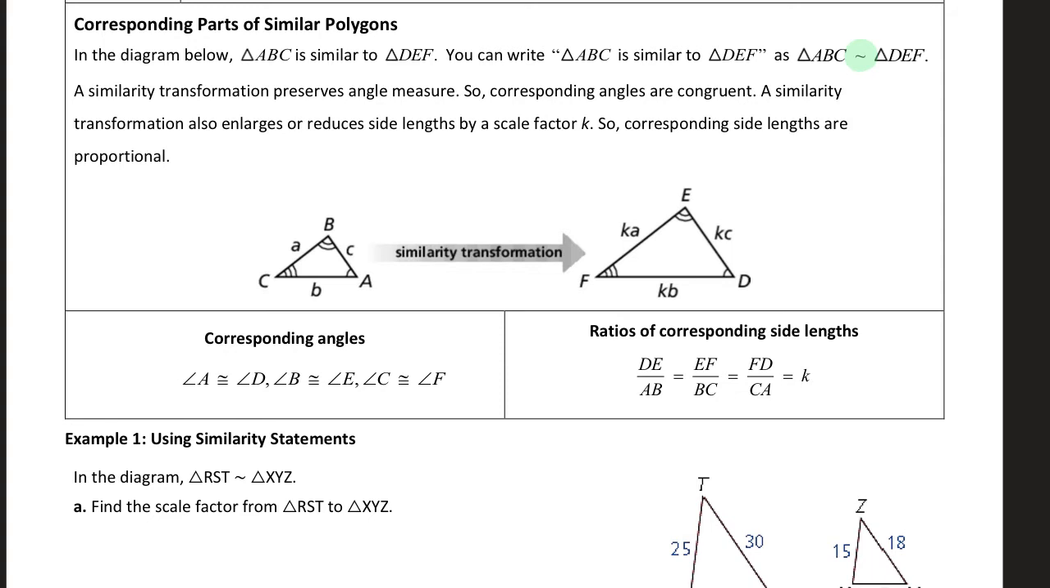A similarity transformation preserves the angle measure, so corresponding angles of similar shapes are congruent. A similarity transformation also enlarges or reduces the side lengths by a scale factor k, which is going to factor in later. So corresponding side lengths are proportional. If we look at ABC to DEF, let's say we did a scale factor of 2. That means the side lengths of DEF are twice the side lengths of ABC. The other way around, if we reduced it, the scale factor would be a half.